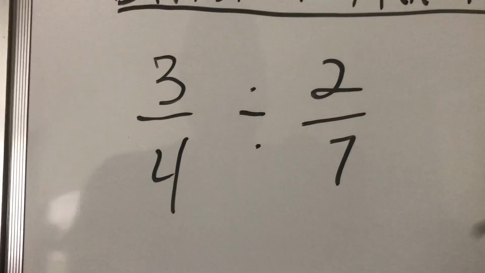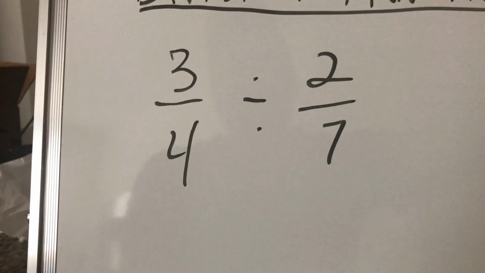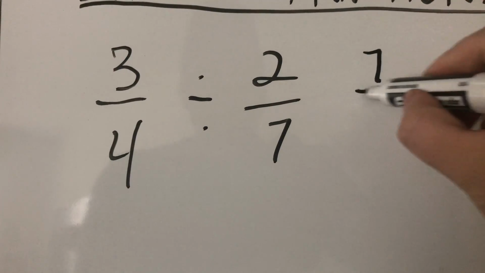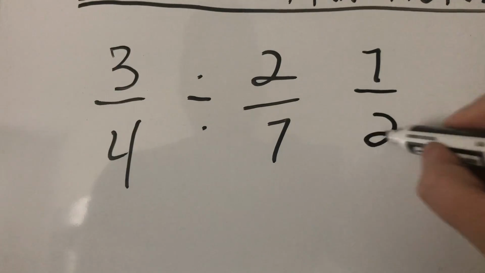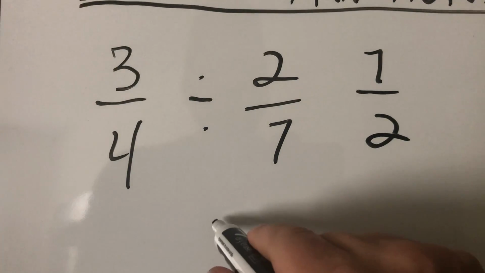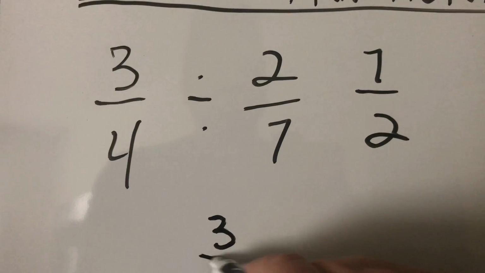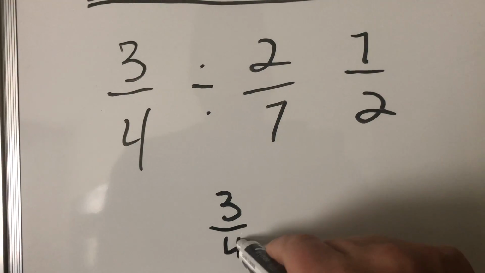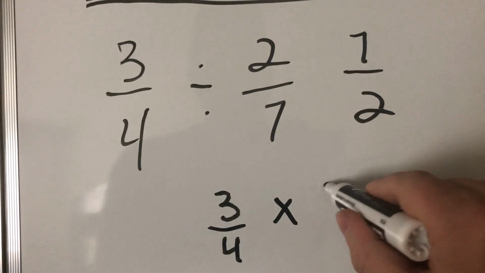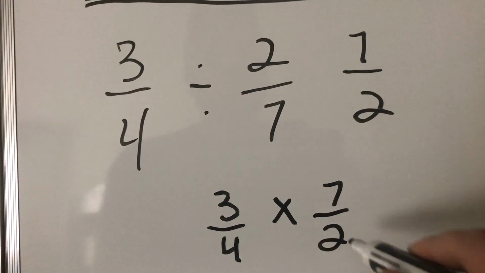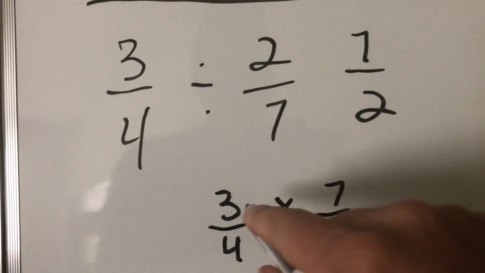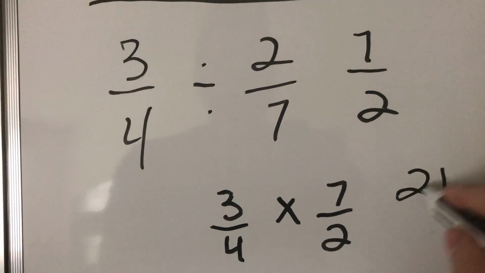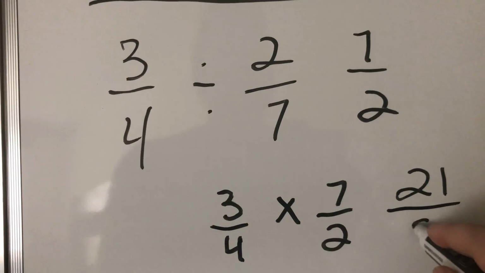Alright, so what I like to do is I just rewrite the reciprocal right here next to it. So the reciprocal of 2/7 is 7/2. All right, and then underneath I rewrite the problem as a multiplication problem. So I have 3/4 times 7/2. All right, so now all you have to do is just multiply across. 3 times 7 is 21, and 4 times 2 is 8.